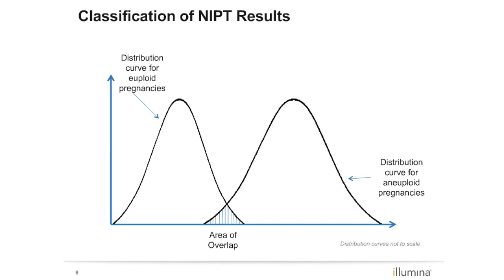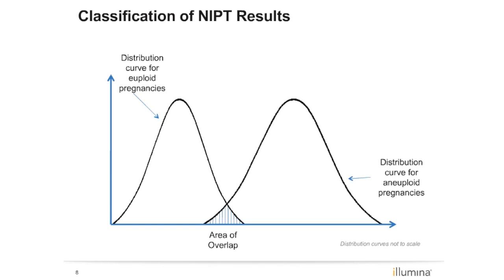Similar to traditional serum screening, the distribution curves in NIPT for values reported in euploid or unaffected pregnancies and aneuploid or affected pregnancies will overlap. However, the region of overlap is much smaller compared to other screening methods. Please refer back to Module 2, where we reviewed the distribution curves of traditional serum screening.